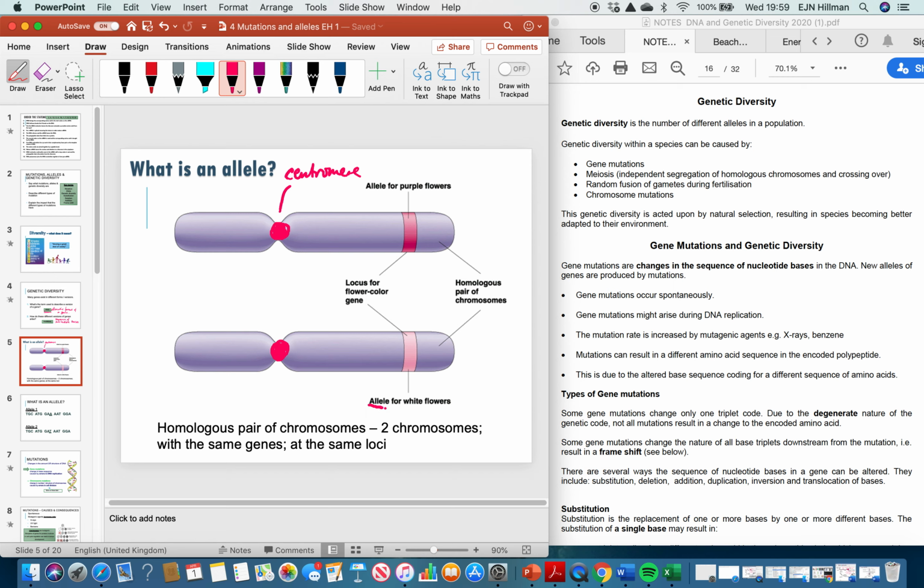So this allele is a sequence of nucleotide bases which codes for white flowers. This allele is a sequence of nucleotide bases which codes for purple flowers. Just to reiterate, because this comes up an awful lot and you'll be surprised how many people get this wrong, a homologous pair of chromosomes are two chromosomes with the same genes at the same loci. Got a marking point there.